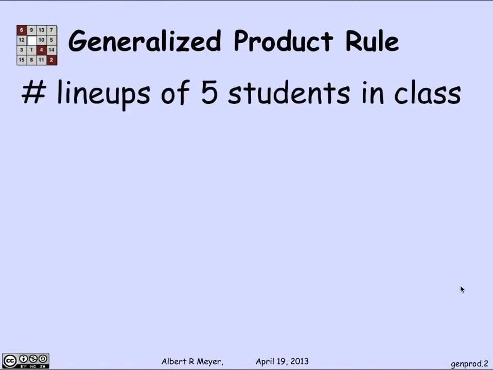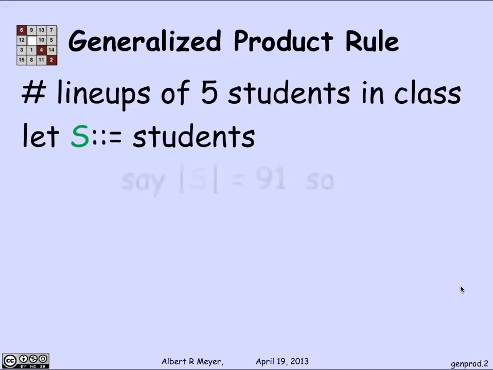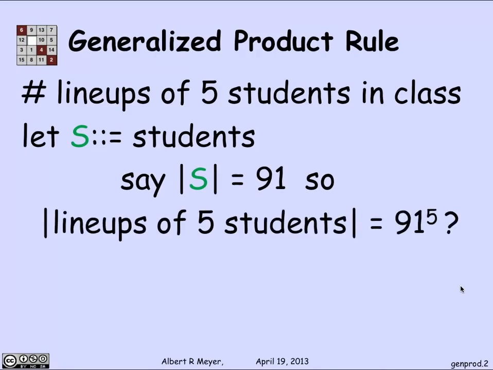Suppose I wanted to count the number of lineups of 5 students in the class. So if I let S be the number of students, and let's say for the afternoon session S is 91, then the number of lineups of 5 students, if I use the ordinary product rule, I'm talking about S to the 5th, that is, sequences of length 5 of elements of S. And so the product rule would say take 91 to the 5th as the number of lineups of 5 students.